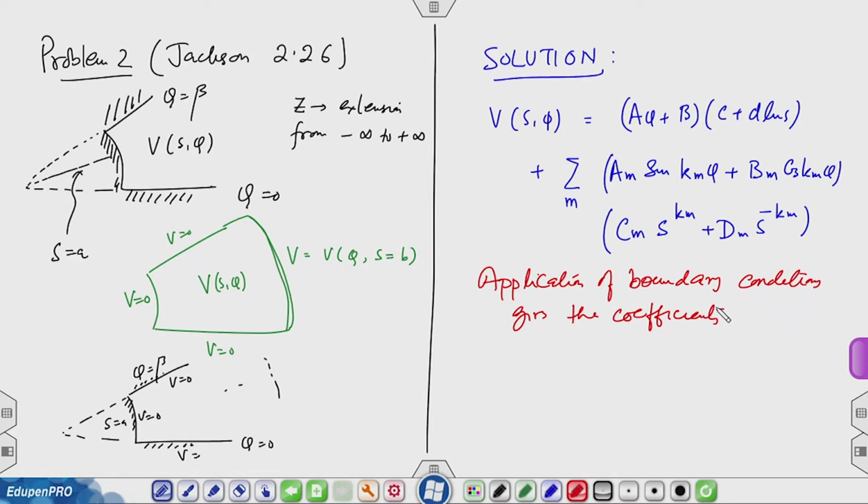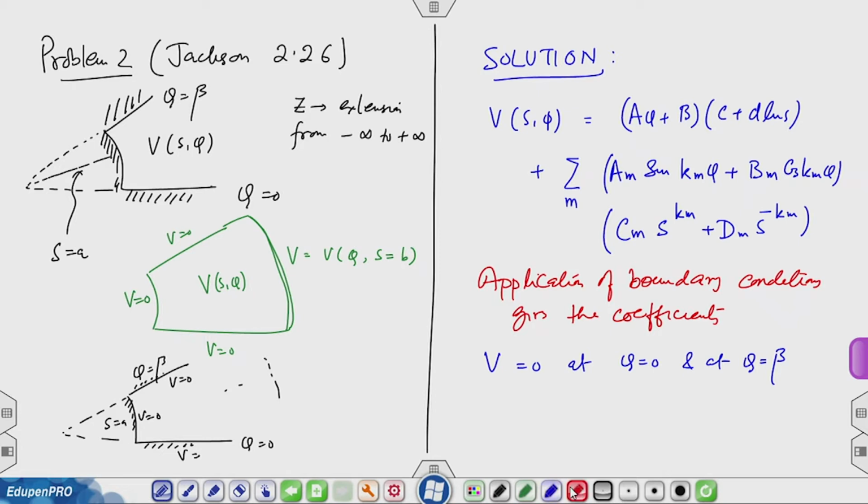But right now, I am just looking at the problem, I can make out what the coefficients are going to be. So, since v is 0 at phi equals 0 and at phi equals beta, I know that it has to be periodic in phi, and the sine function is the most natural choice for satisfying this boundary condition.